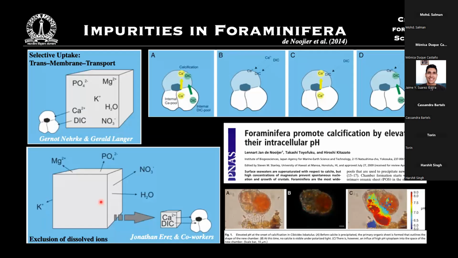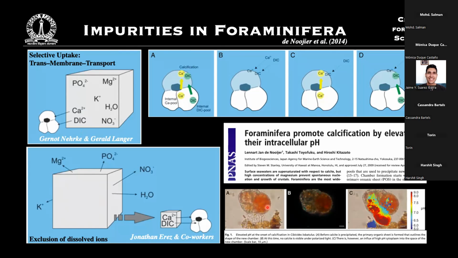Now, there are 2 possible pathways by which foram calcification has been talked about. The first one, the transmembrane transport proposed by Gernot and Gerald, talks about how calcium and DIC are selectively transported to the calcification site. And the other one is the vesicle inclusion and then exclusion of dissolved ions, proposed by Jonathan Harris and co-workers, which talks about how seawater vesicles are captured, and then they exclude magnesium ions from that system. And also Lennart's work has shown that when calcification happens, the pH is upregulated.